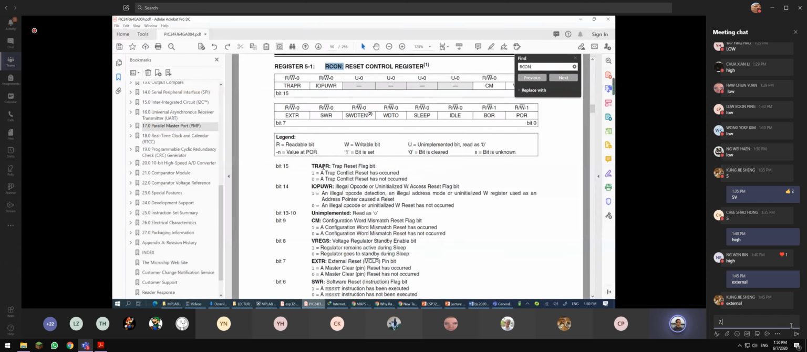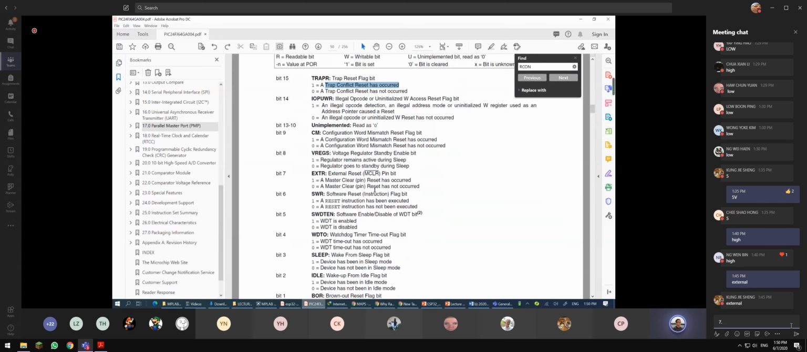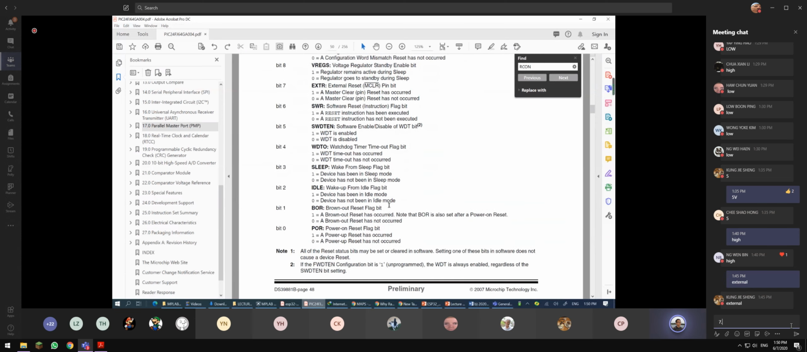When this bit is set, then you know that a trap conflict reset occurred. Why does my system keep on resetting? Then you identify what is causing this reset. When this one is set to 1, you go back and check. Something is wrong with my power, my brown out, or probably my circuit didn't supply enough 2.5 volt to the system. Of course, power on reset, definitely power on reset is set to 1, correct? And this one is always 1.